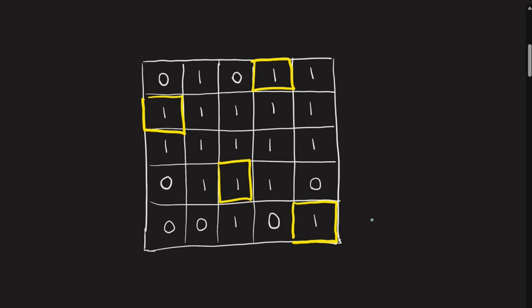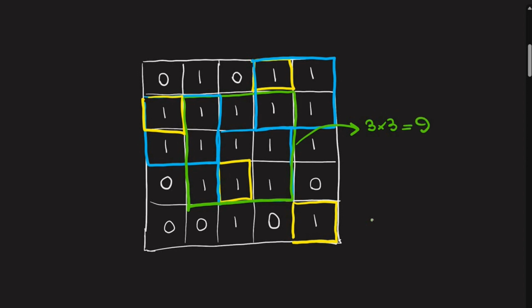We can also have 2 by 2. For example, here I can have a 2 by 2, or this one, or maybe here I can have 2 by 2. And we are looking for the maximal square, so the maximal square is this one, which is 3 by 3, and we are gonna return 9.